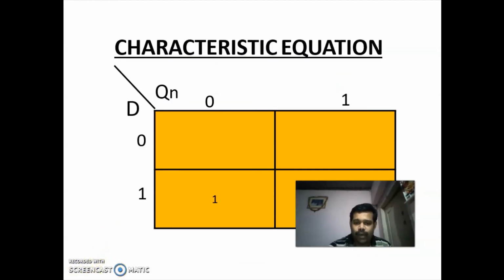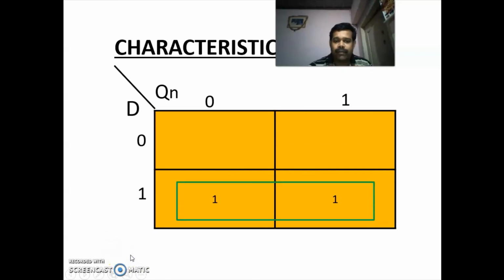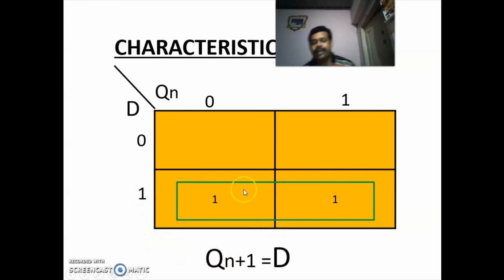Now we have plotted the values in this K-map, and we are grouping, and the expression is nothing but D. That is, Q of n plus 1 is equal to D. So this is the characteristic equation of D flip flop. For D flip flop, the next state is nothing but equal to D.